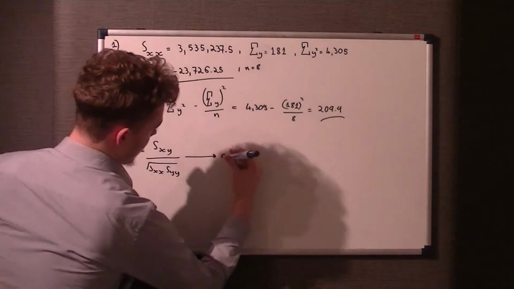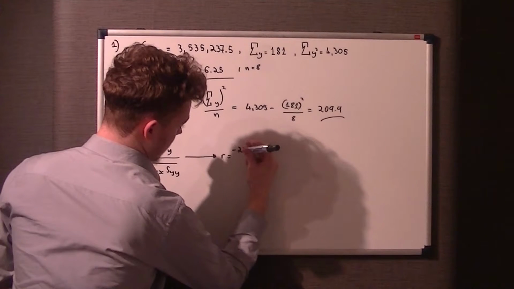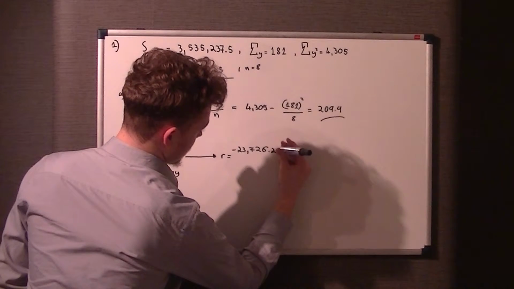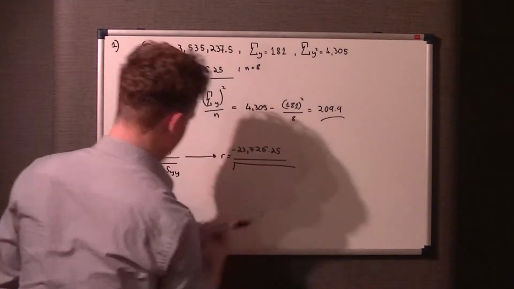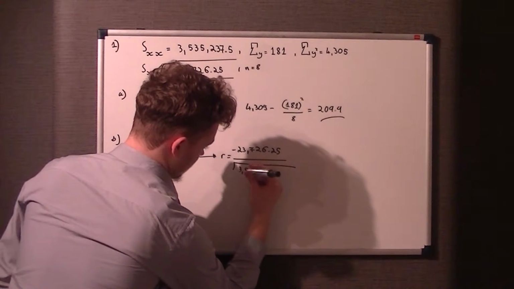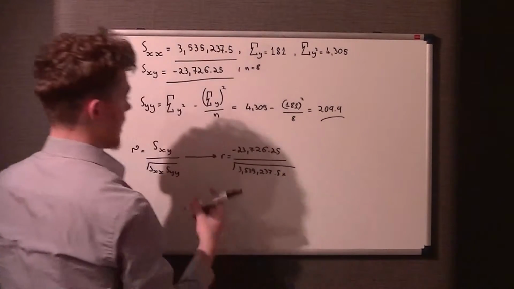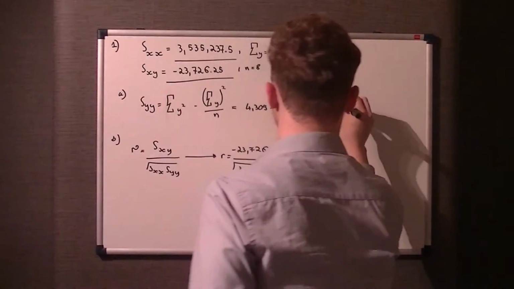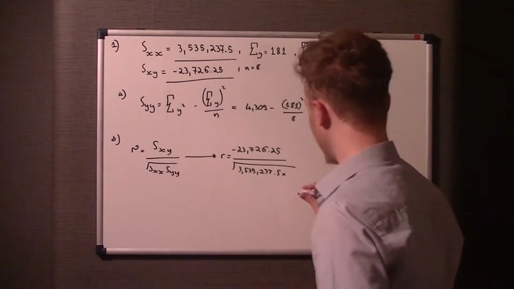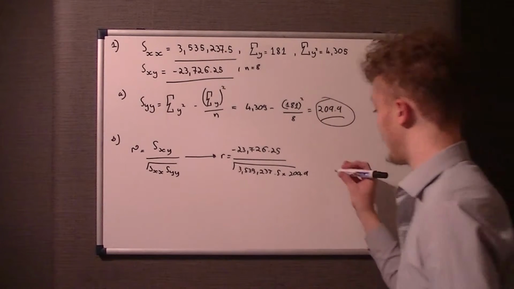Okay, so it's R. You could put PMCC, I just wrote R because, well, I'm weird and I'm doing the video. So it's negative 23,726.25 over the square root of SXX, which is this 3,535,237.5, and we're times that by SYY. Now, as I said, I've rounded this answer of SYY, so you could put straight 181 squared over 8 here, but obviously I'm just going to put 209.9. But for accuracy, I'll just sub in the last answer you got for part A, okay?